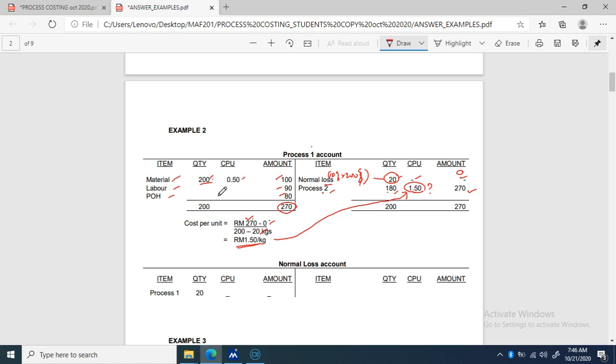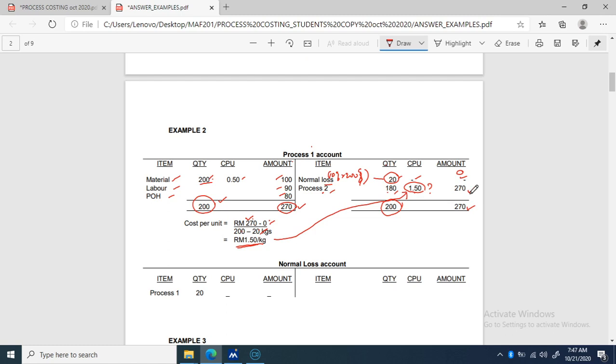Now the debit side quantity totals 200 kg, and the credit side is also 200 kg. The amount on the debit side is 270, and the credit side is also 270.